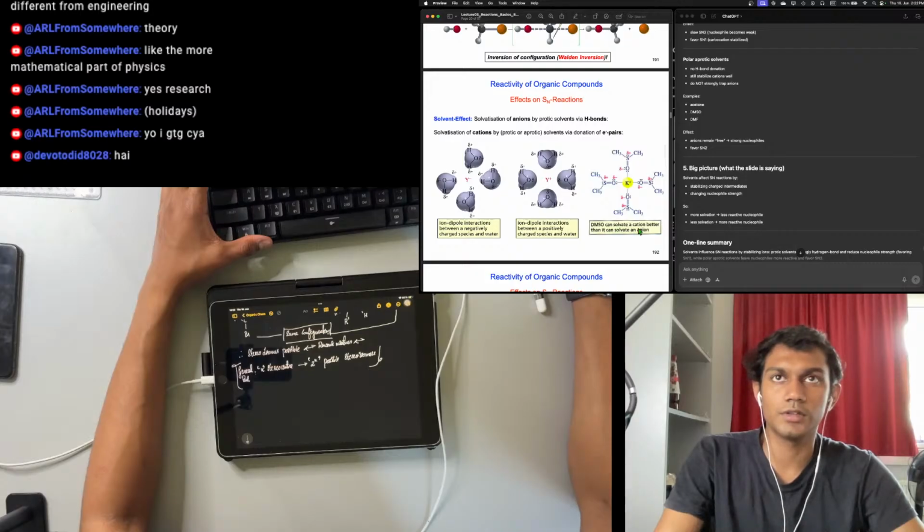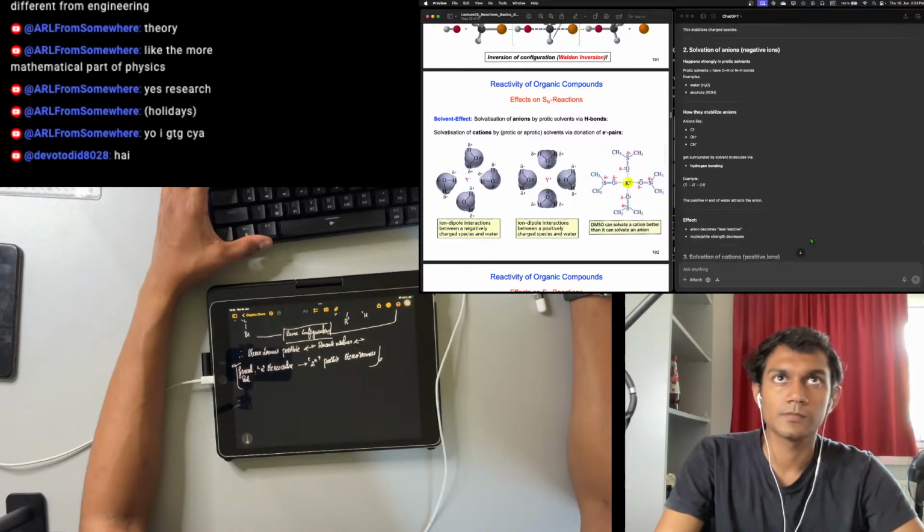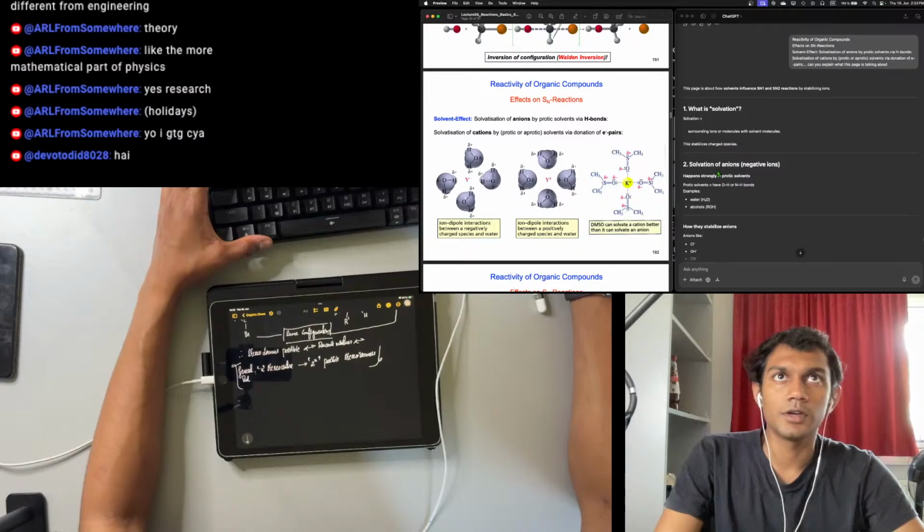DMSO can solvate a cation better than it can solvate an anion. The cation is going to be positive, so the oxygen part, the negative part, surrounds it. Solvent molecules surround ions. This stabilizes charged species. Solvation.